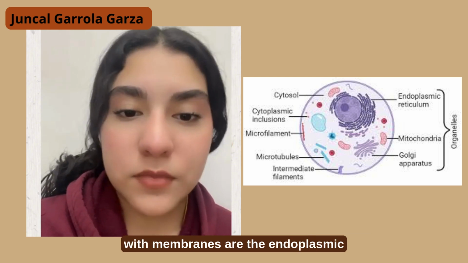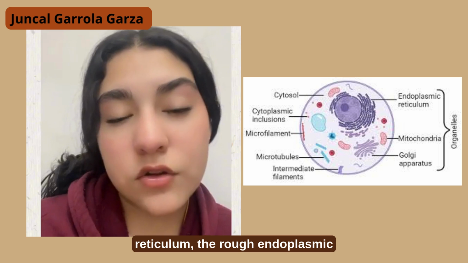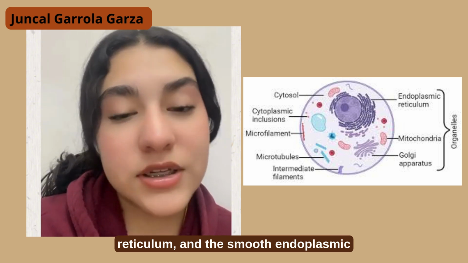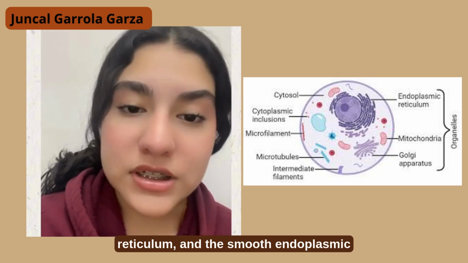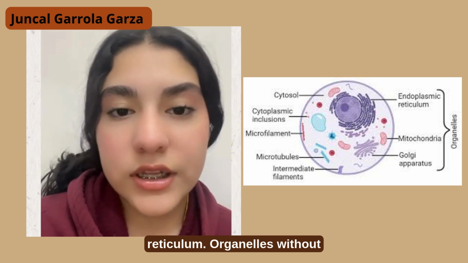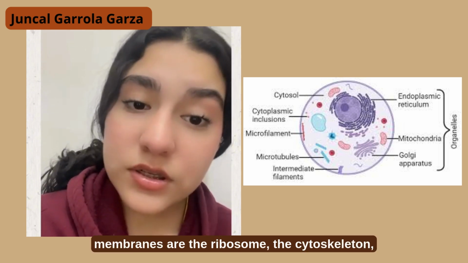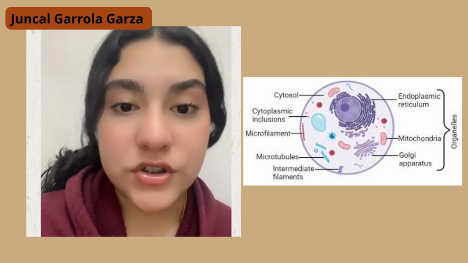Organelles with membranes are the endoplasmic reticulum, the rough endoplasmic reticulum, and the smooth endoplasmic reticulum. Organelles without membranes are the ribosome, the cytoskeleton, and the centrioles.